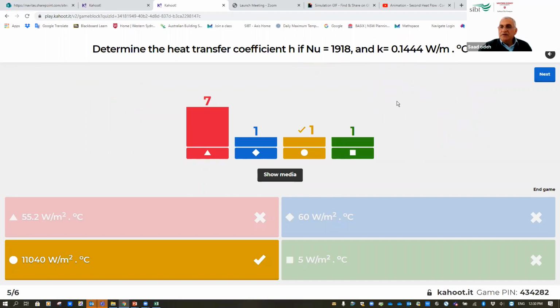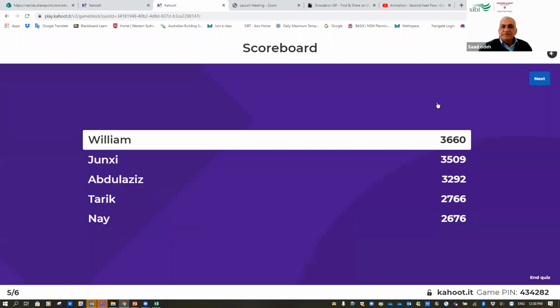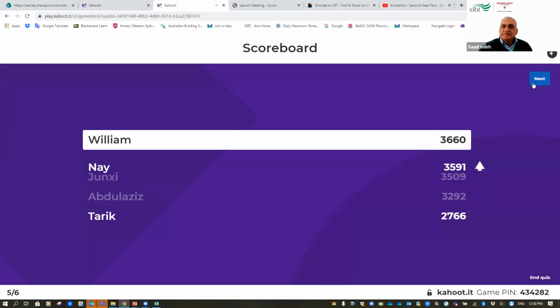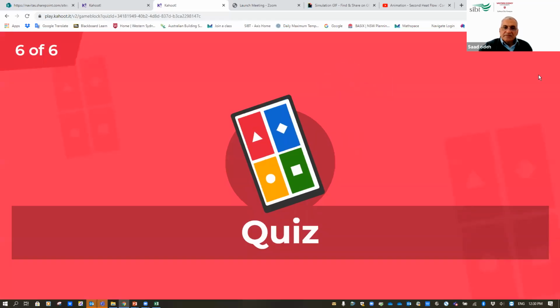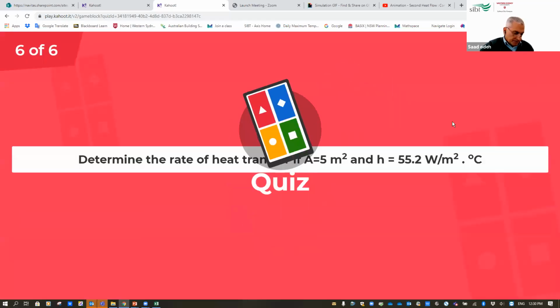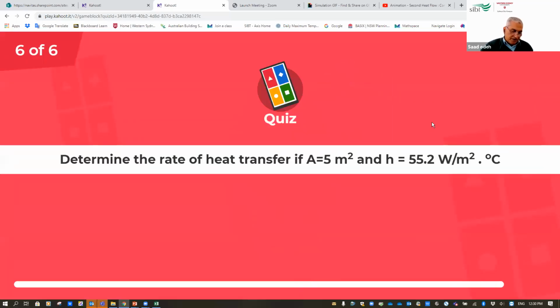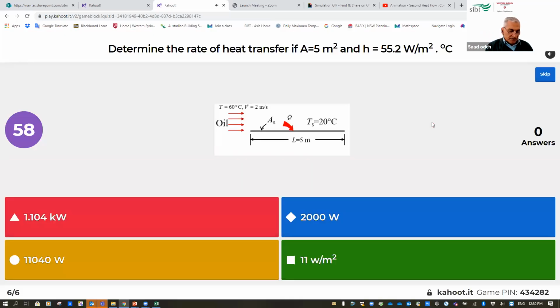All right, the last question. Determine the rate of heat transfer. If A is given, h is also given. So remember, following Newton's law, this is what you need to find.